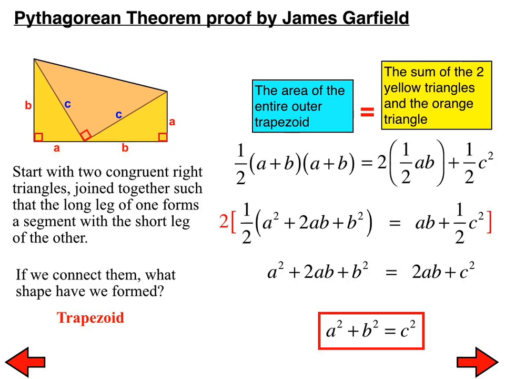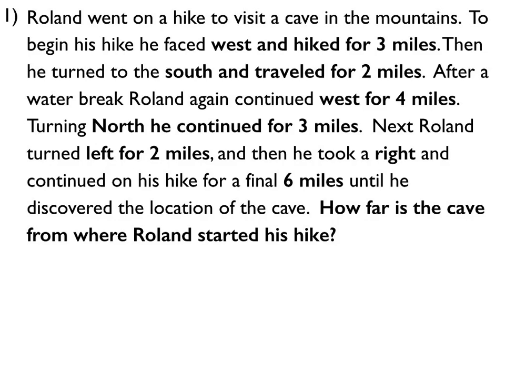So let's get into our main topic for today, which is distance formula. So here's a problem. Rollin went on a hike to visit a cave in the mountains. To begin his hike, he faced west and hiked for 3 miles, then turned to the south and traveled for 2 miles. After a water break, Rollin again continued west for 4 miles, and really this is just an extension on a problem we took a look at yesterday. Turning north, he continued for 3 miles. Next, Rollin turned left for 2 miles. Then he took a right and continued on his hike for a final 6 miles until he discovered the location of the cave. How far is the cave from where Rollin started his hike?